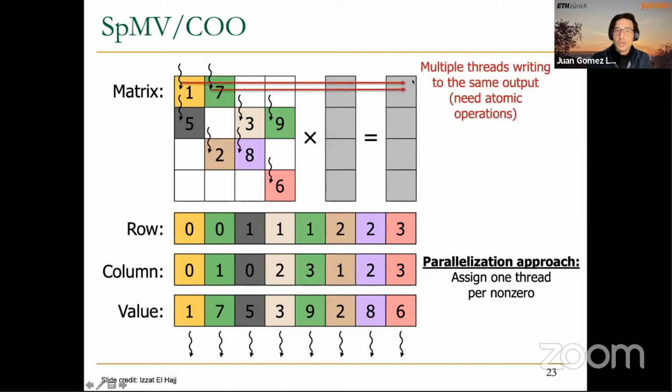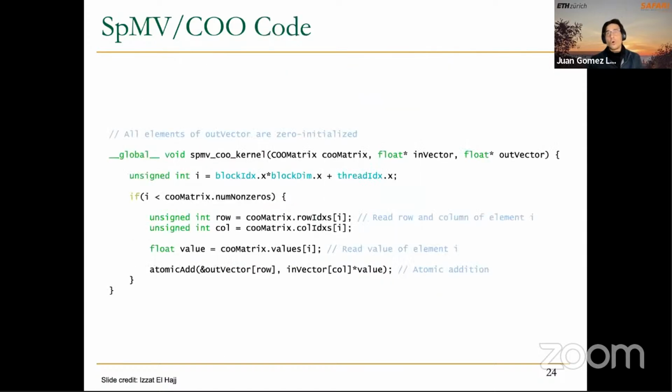So what's the problem here is that we are going to have several threads, maybe a few, maybe many, updating the same element of the output. And because these threads are likely running concurrently, we will need to use atomic operations to avoid data races and make sure that we obtain the correct result in the end. And this is how the code looks.